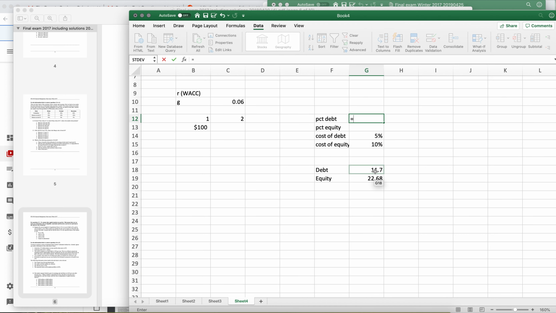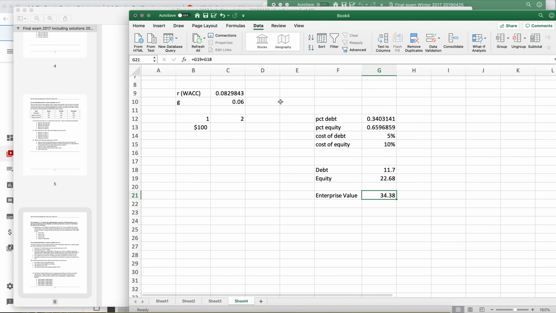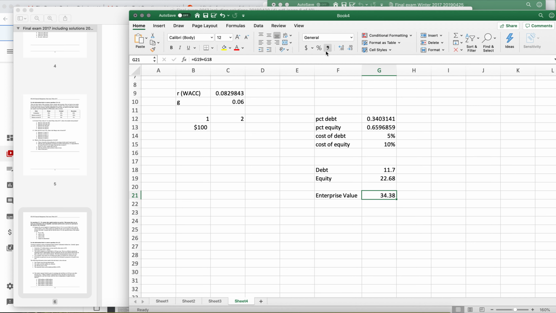So that means that the percent debt is going to be debt divided by debt plus equity. And the percent equity is going to be 1 minus the percent debt. And so the weighted average cost of capital is the percent debt times the cost of debt plus the percent equity times the cost of equity. We would have to put the tax rate in there if we had tax rate information, but we don't. Okay, and so enterprise value is going to be this plus that. And just so we're clear, it is 34.38. Okay, the value of this company is a perpetuity of the cash flows.